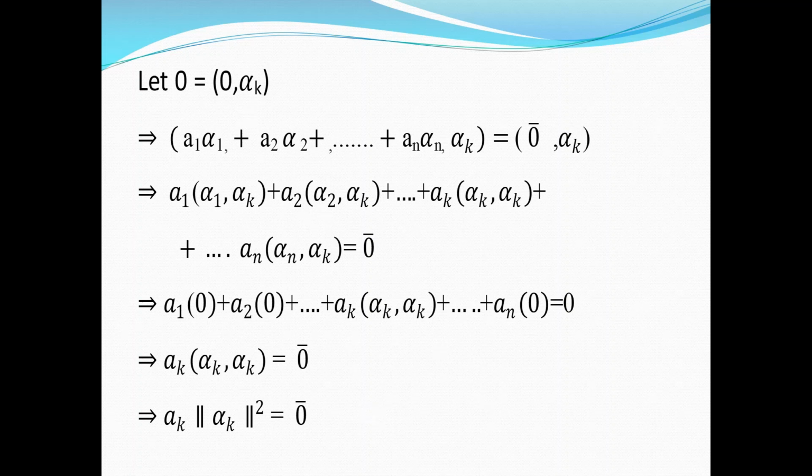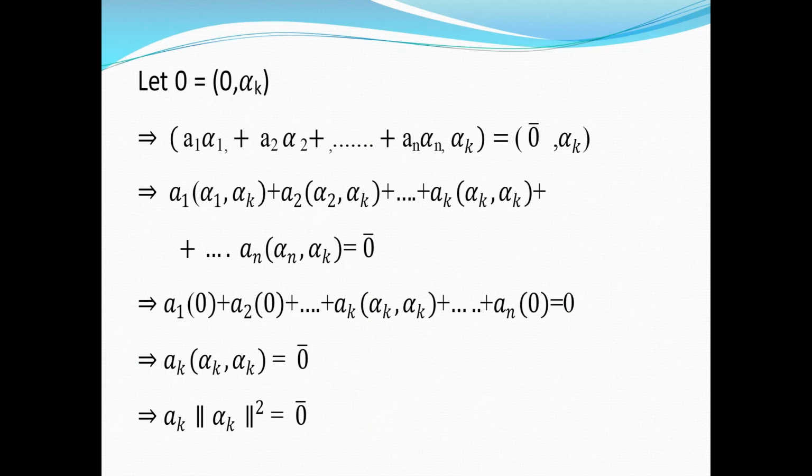So any two distinct vectors give 0. Since S1 is an orthogonal set, any two distinct vectors' inner products become zero. The inner product of alpha 1, alpha k becomes 0, the inner product of alpha 2, alpha k becomes 0, and so on, the inner product of alpha n, alpha k is equal to 0. The inner product of alpha k, alpha k is not equal to 0, because it is the norm of alpha k whole square.